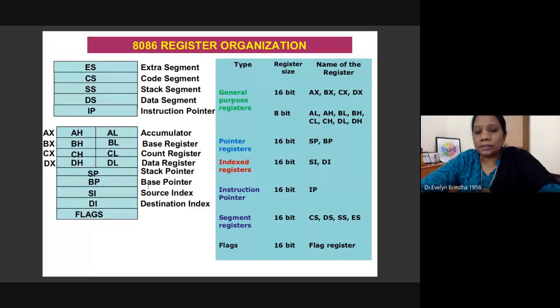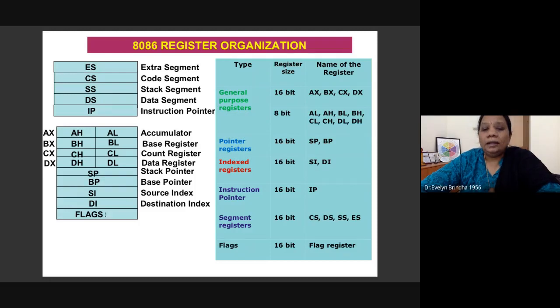We also have the base pointer and two other index registers called the source index and destination index. These three registers are used to generate different addressing modes. Here we have more types of addressing modes compared to 8085. So these registers will help you in those addressing modes. I will tell you what it is.